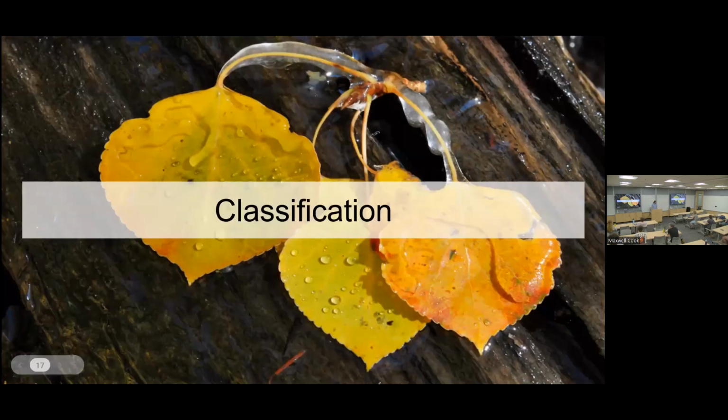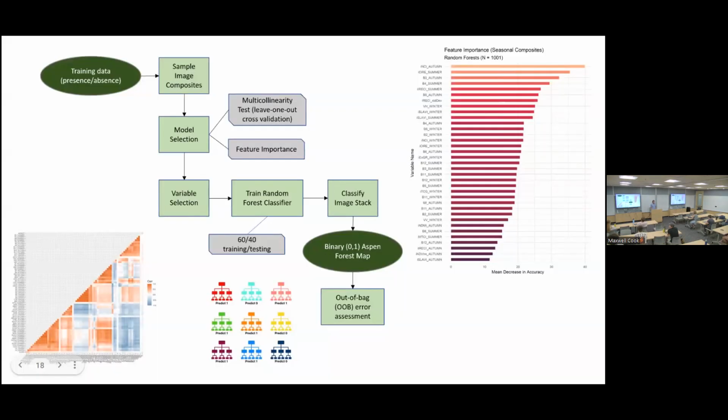So moving on to the classification methods. Again, we're still in Earth Engine, Google Earth Engine, so keep that in mind as well. We take our training data, our presence and our absence. We sample those composite images, both from Sentinel-2 and Sentinel-1. We perform some model selection. This is actually done outside of Earth Engine because we have a little bit more opportunity to look at some of the multicollinearity and feature importance in terms of this model selection.